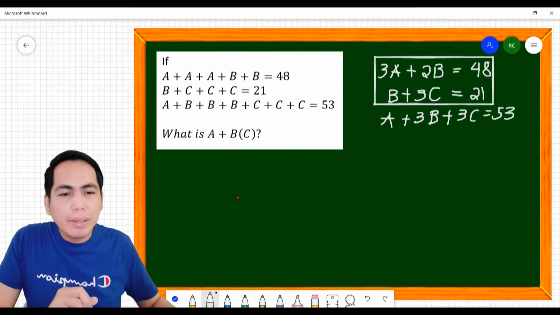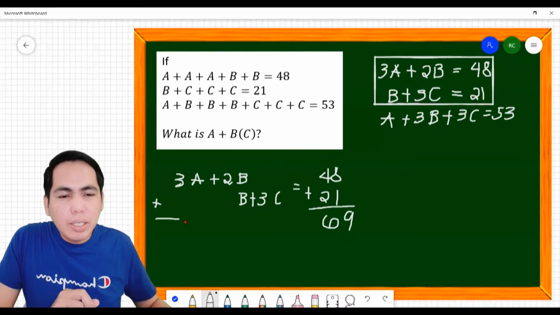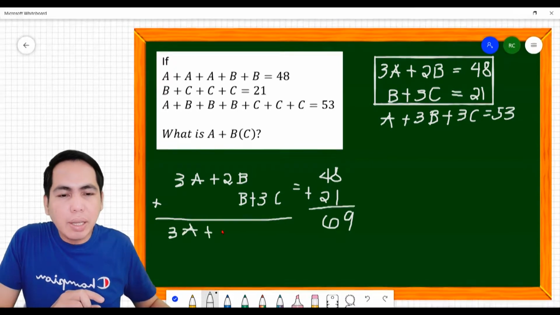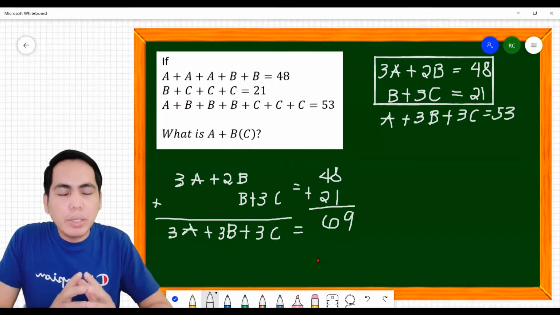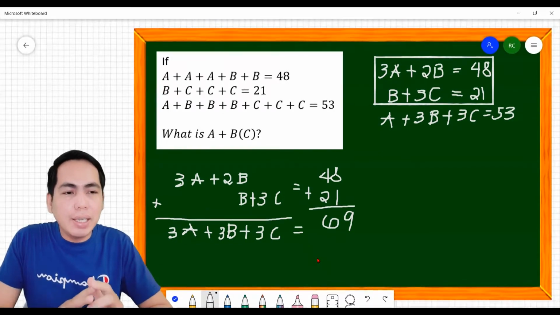So when we add 3A plus 2B, plus the B plus the 3C, it will give us 48 plus the 21 to give us 69. So this 69 is equivalent to 3A plus the 2B plus 1B, which will give us the 3B, plus the 3C. So in other words, 3A plus 3B plus 3C will give us 69.